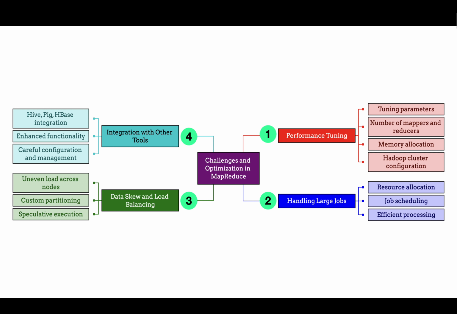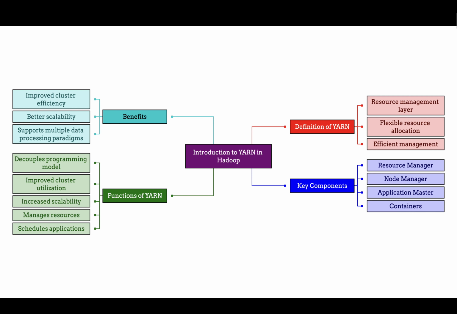4. Integration with other tools. Integrating MapReduce with other Hadoop ecosystem tools like Hive, Pig, and HBase can enhance functionality and ease of use but requires careful configuration and management. Introduction to YARN in Hadoop. 1. Definition of YARN. YARN, yet another resource negotiator, is a resource management layer of Hadoop. It enhances the power of a Hadoop compute cluster by providing a more flexible and efficient way of resource allocation and management.